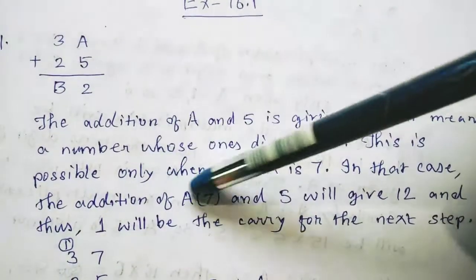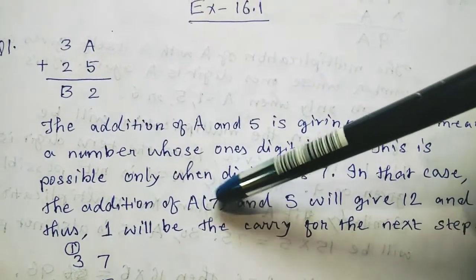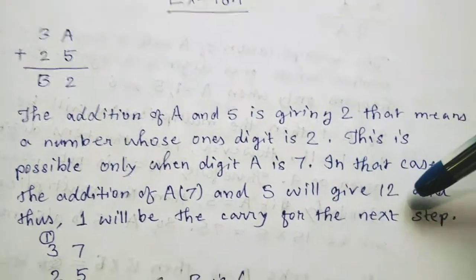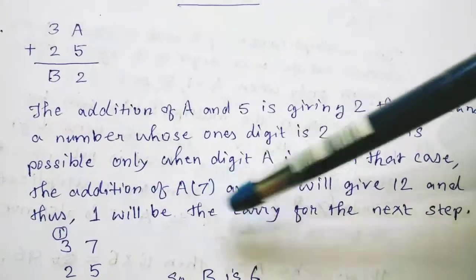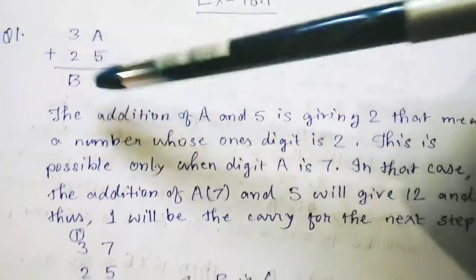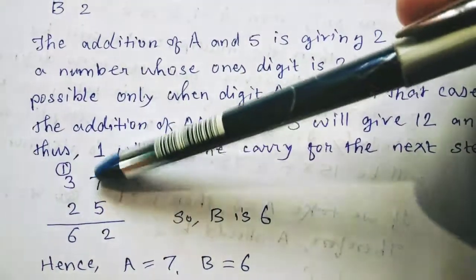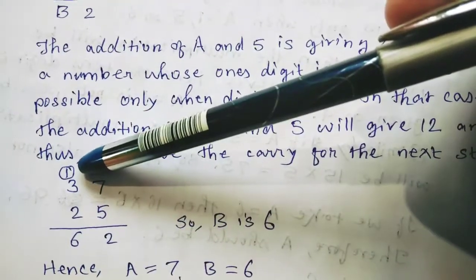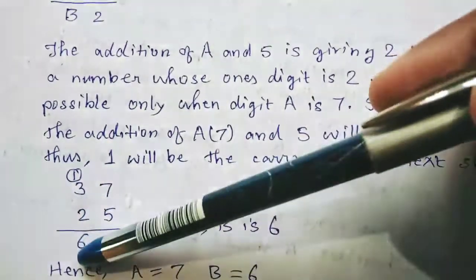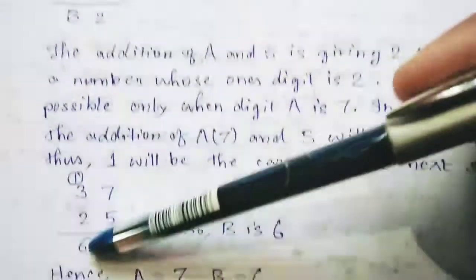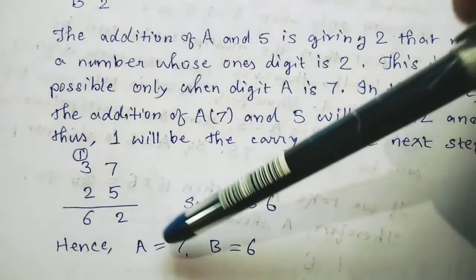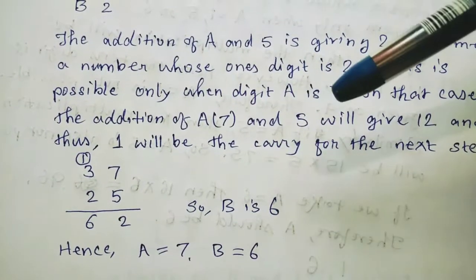So in that case the addition of A and 5, that means 7 plus 5, will give 12, and thus 1 will be the carry for the next step. I have written here, 7 plus 5 is 12 and 1 is carry to the next step. Now add it: 1 plus 3 is 4, 4 plus 2 is 6. That means we are getting the value of B as 6. So B is 6 now. Understanding how to solve? So at last, hence A equal to 7 and B equal to 6.